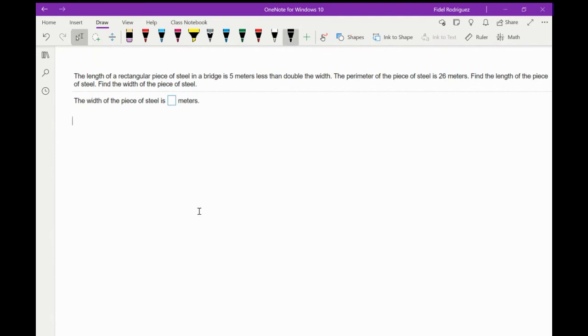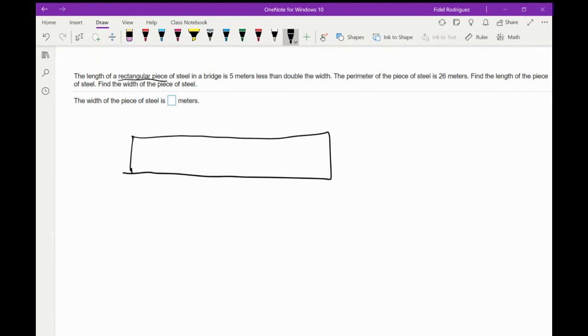Okay, so guys, anytime I have these kind of problems dealing with geometry or whatever, first thing I'm going to do, I'm going to draw a picture. It says that we have a rectangular piece of steel. Okay, so I'm going to draw a rectangle. So here's my rectangle. And it says the length here, we're talking about the length, and we have the width.